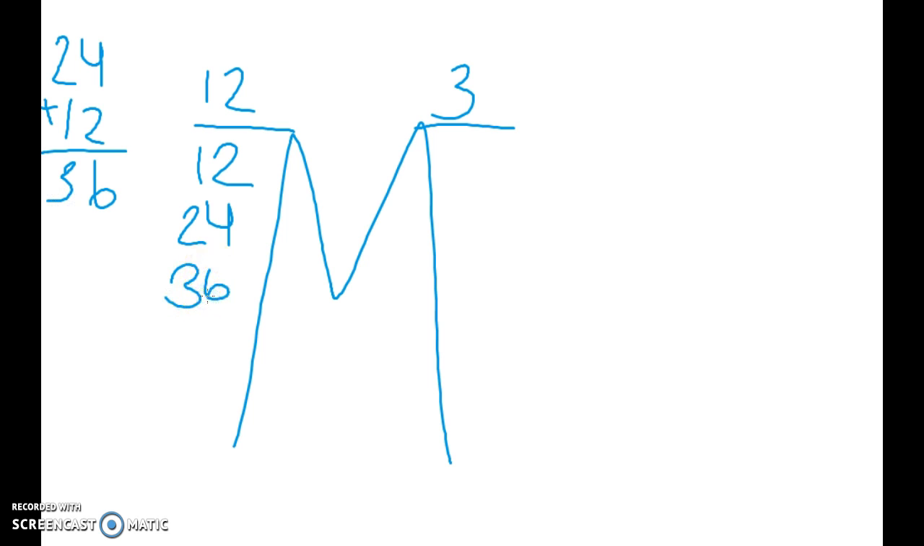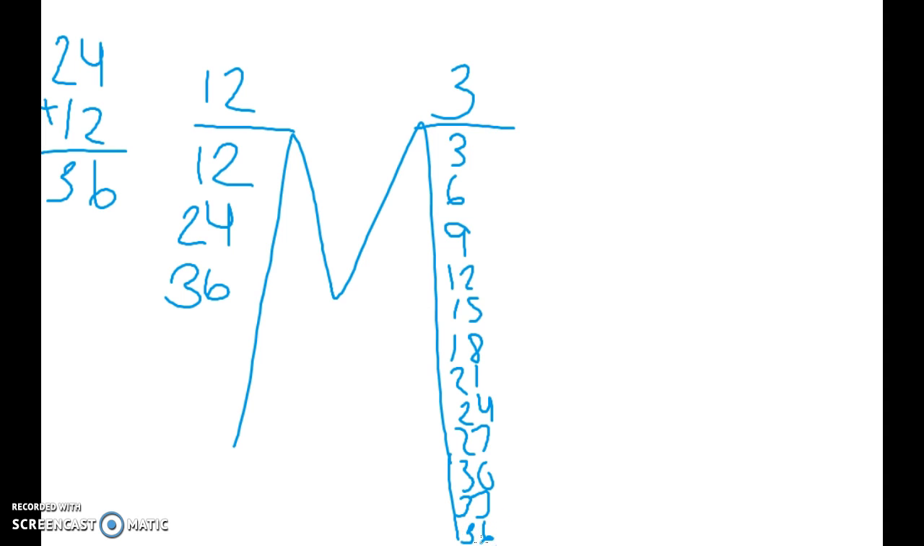Now I'm going to list my multiples of 3. I need to list 12 multiples of 3. 3, 6, 9, 12, 15, 18, 21, 24, 27, 30. So if I count, I've so far listed 10 multiples of 3. I need 2 more, so I can count up from 30. 30, 31, 32, 33, 34, 35, 36.